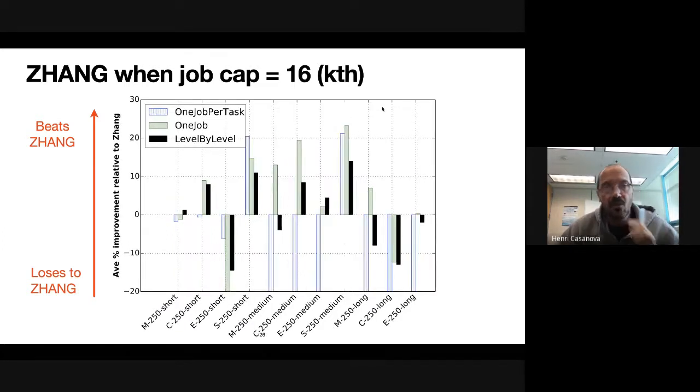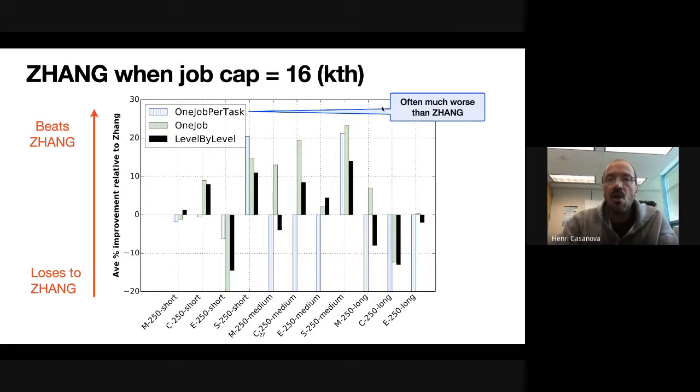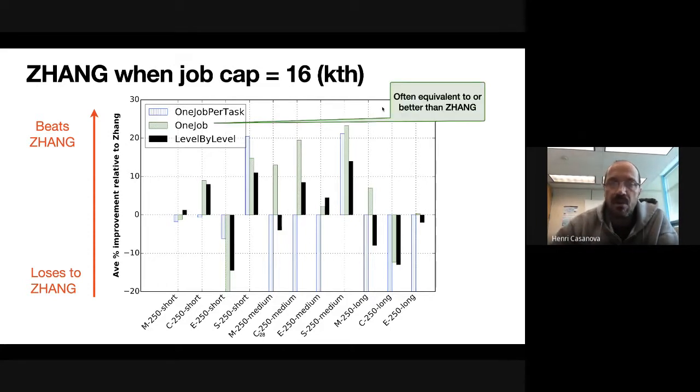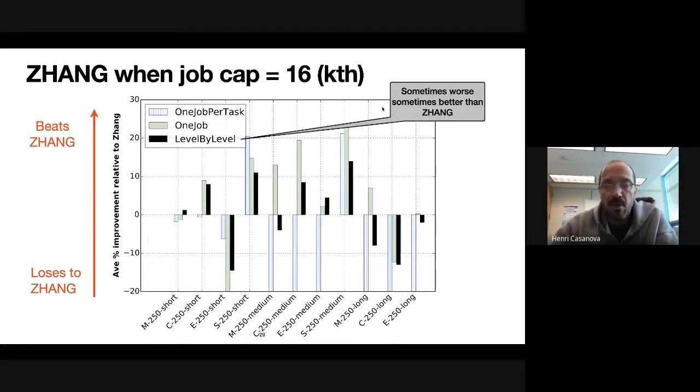If we set the job cap to 16, then 1 job per task should not be doing well because it's going to be throttled in terms of the parallelism it can achieve. And that's what we observe. On this picture, 1 job per task is often much worse than Zhang. You can see here on the right, especially for the medium and long workflows. But then 1 job is often equivalent or better. There's only a couple of cases where it's worse. And level by level is kind of a mixed bag, but often better than Zhang.